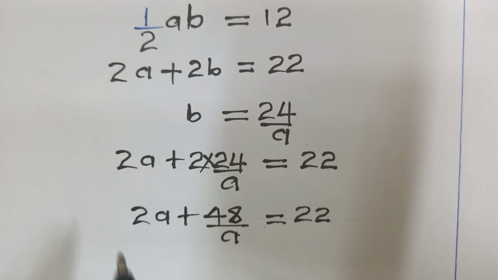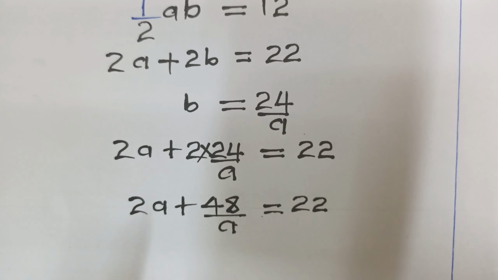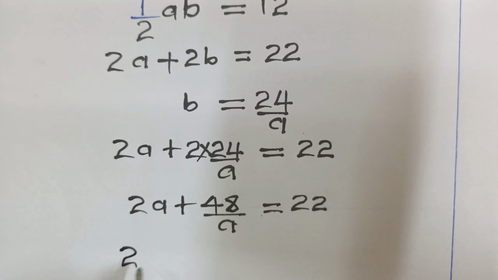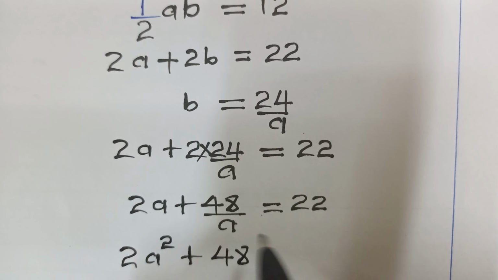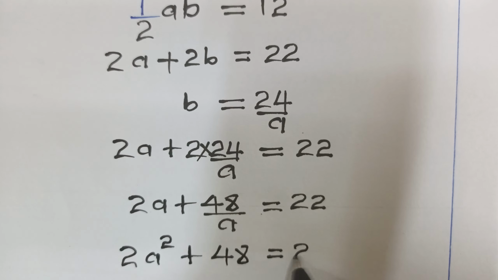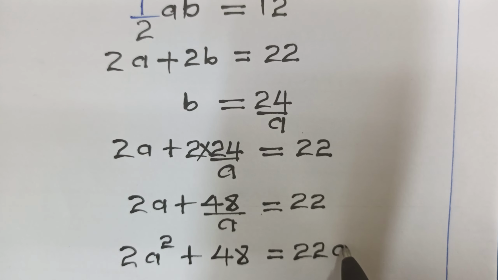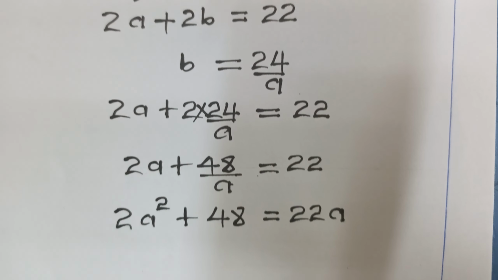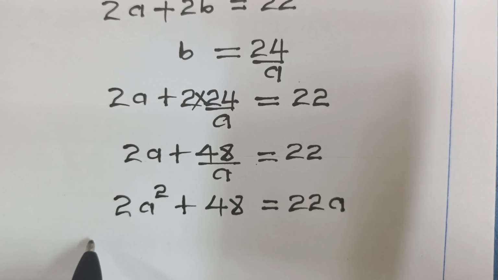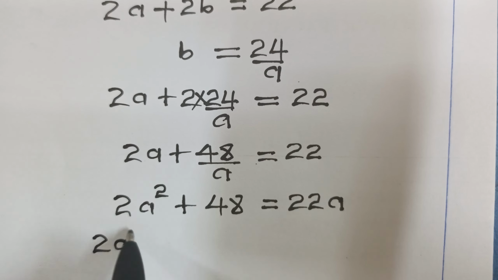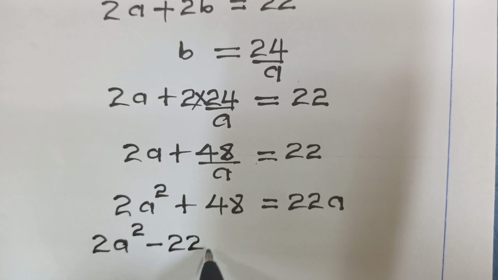Now I can multiply both sides by a, and by doing that, I'll have 2a squared plus 48 equals 22a. So guys, I am multiplying by a every term. And now this forms a quadratic equation, which I can write here as 2a squared minus 22a plus 48.